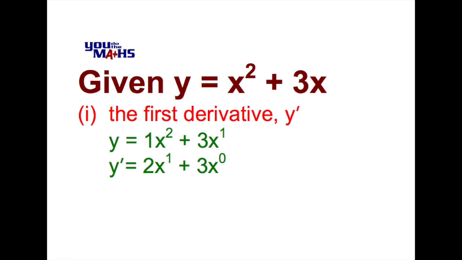That's because the 3 is multiplied by the index 1, and we reduce the index by 1 to make it 0. Of course, we can simplify all of that, so the derivative becomes y dash is equal to 2x plus 3. And that's because x to the 1 is just x, and x to the power 0 is just 1.